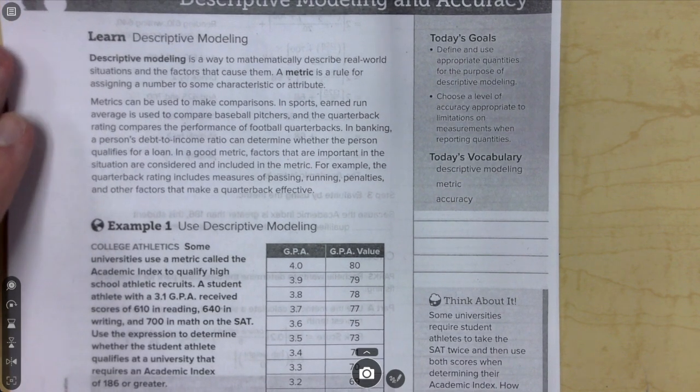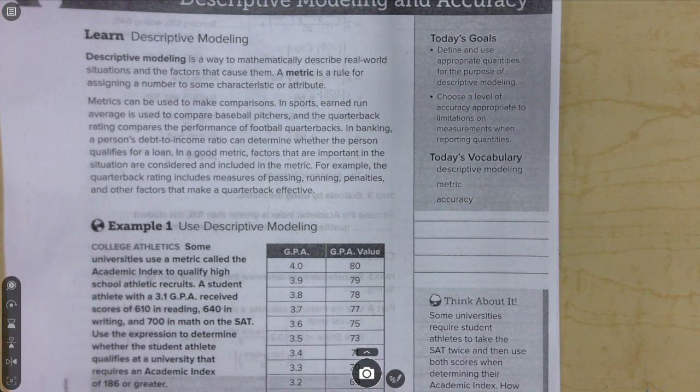All right. Descriptive modeling is a way to mathematically describe real-world situations and the factors that cause them. A metric is a rule for assigning a number to some characteristic or attribute. Metrics can be used, think grade point average, to make comparisons. In sports, earned run average is used to compare baseball pitchers, and the quarterback rating compares the performance of football quarterbacks. In banking, a person's debt-to-income ratio can determine whether the person qualifies for a loan.